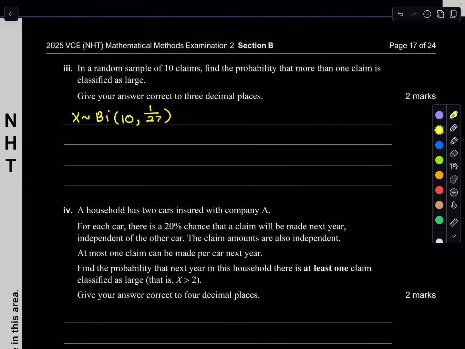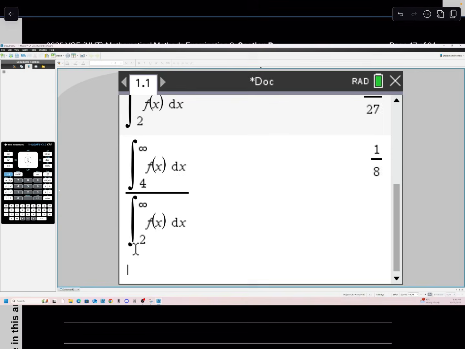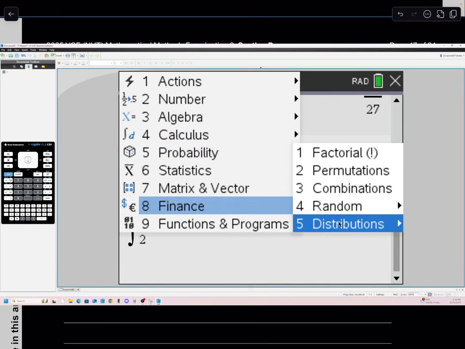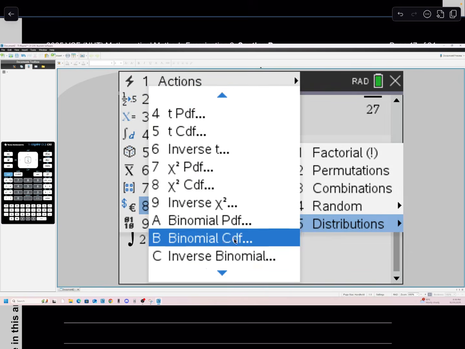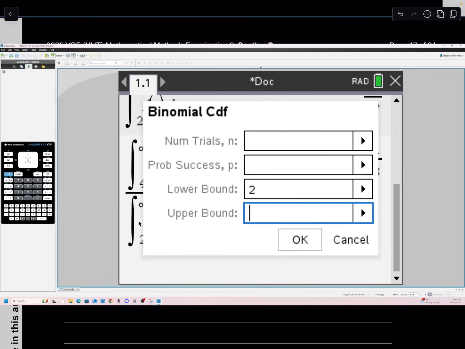So what we're saying is, we're trying to find the probability that more than one claim, so greater than one claim, is classified as large. Which we can write, of course, as greater or equal to 2, because it's binomial. And so we can put that in our CAS and get the answer. So go on menu, go to probability, distributions, and we can go straight away to inverse CDF. So we're going from 2 to the max, which is 10. The number of trials is 10, and the probability of success is 1/27. And so we press enter, and we get this over here.